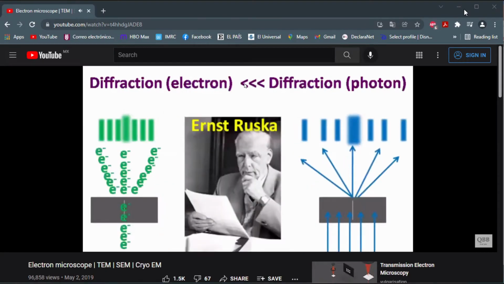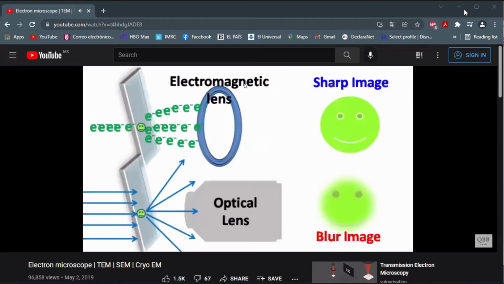Ernest Ruska realized this in the year 1933 and invented the first electron microscope. When the electron beam behaving as a wave hits the tiny specimen, it does suffer diffraction. However, the diffraction is less as compared to light of photons. Now, as the diffraction is less, this can be easily collected by magnetic lenses to give rise to a clear, sharp image of the specimen.